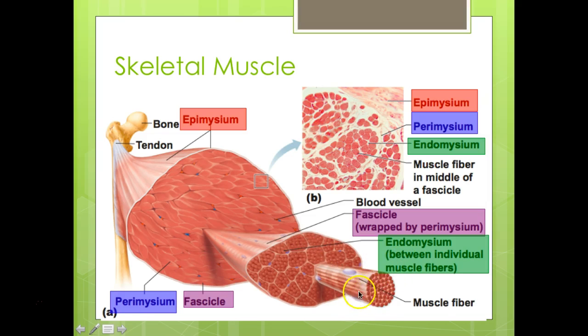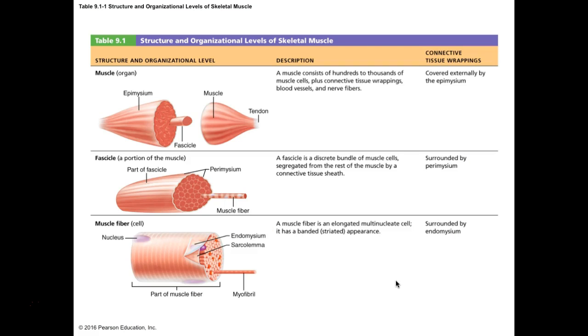Now, within each one of these muscle fibers, we're going to soon learn about these myofilaments that are going to go within each single myofibril, which is going to kind of make up each one of these cylindrical portions here, okay? So let's continue on. And this is just a little chart summing up what we just talked about, so let's review.